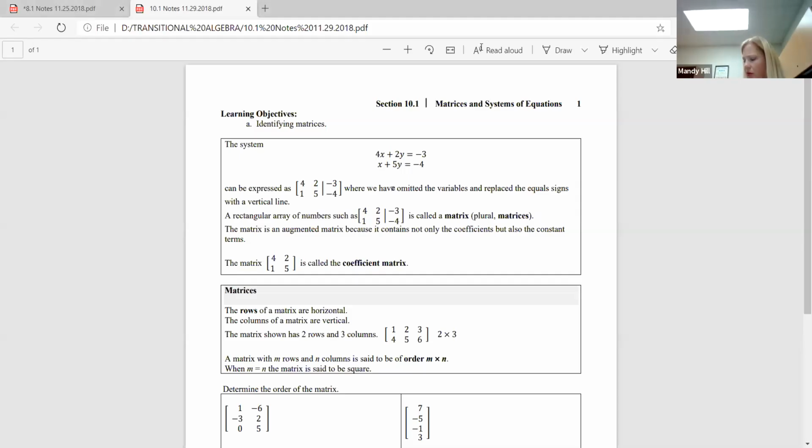Okay, so this is 10.1, and we're basically introducing matrices and systems of matrices. We've got this set right here that says 4x + 2y = -3, and x + 5y = -4. What that means is this is a system of equations.